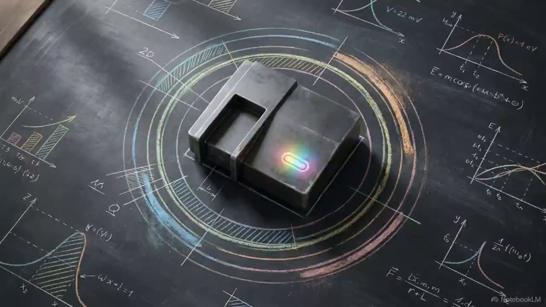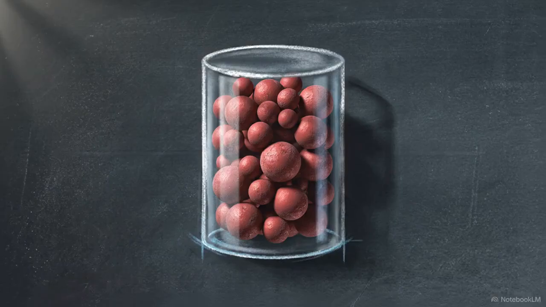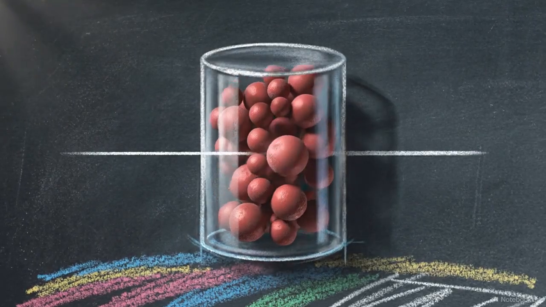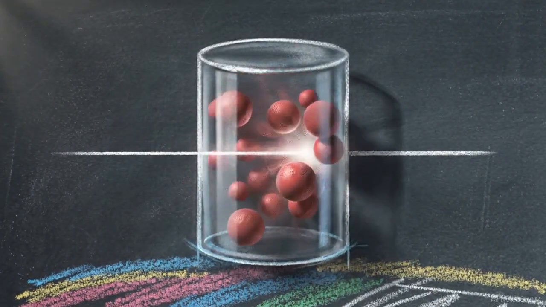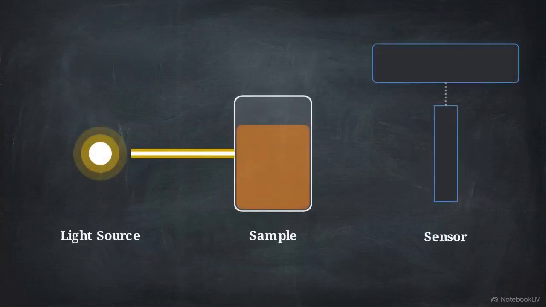Instead, labs use a faster, non-destructive tool. By piercing a beam of light directly through the sample, they can probe the invisible contents based on how the fluid interacts with that light. But a light source and a sensor only provide a raw optical measurement.